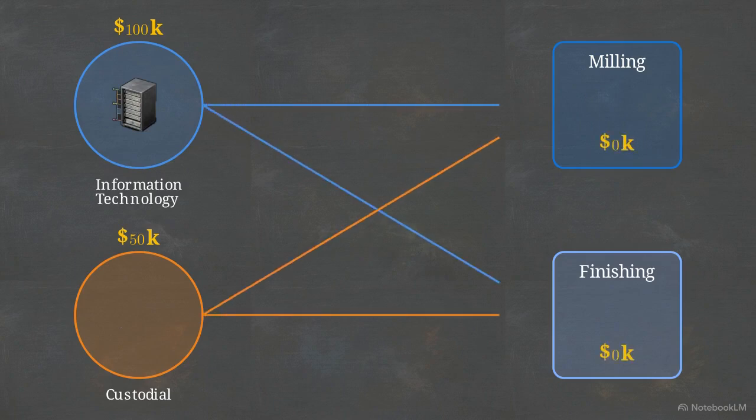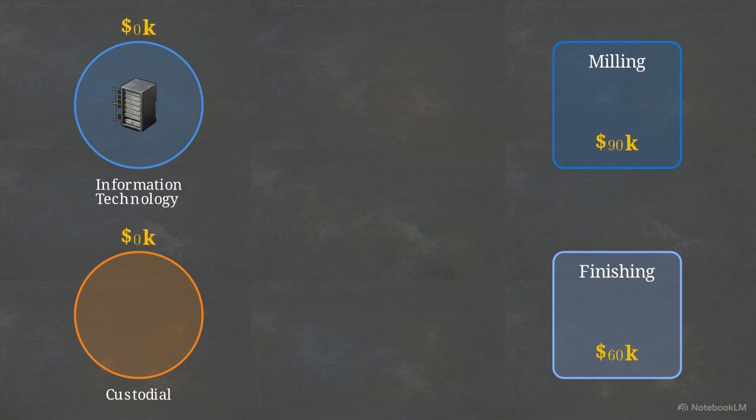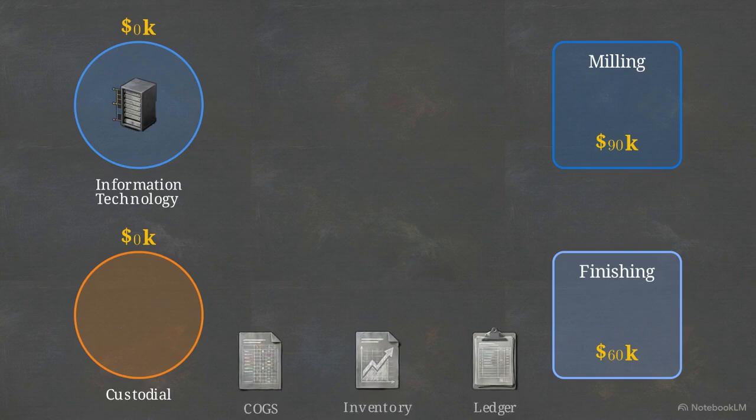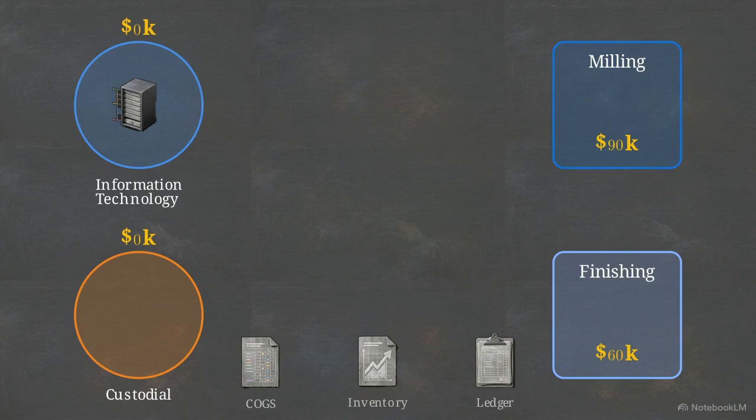unallocated. External financial reporting rules dictate that we must move these service costs into the producing departments. This mechanical allocation is required to determine the final product costs, accurately calculate the entity's cost of goods sold, and establish the value of ending inventory.